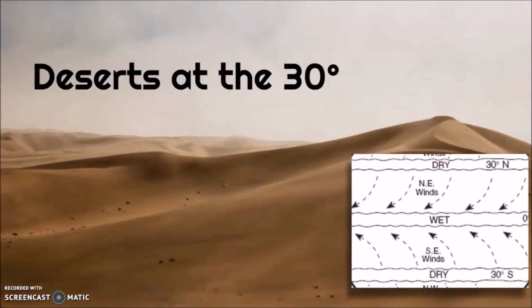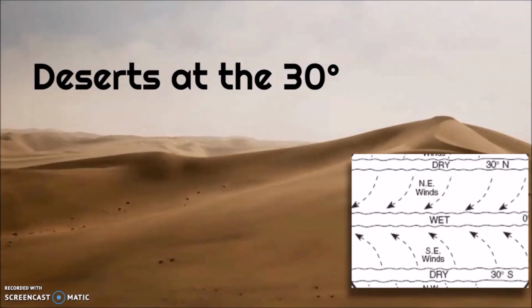Another example of common wind direction is at the 30-degree latitudes, both in the north and the south. This is where the air is going to be sinking and going back towards the equator, and because of this, air is not going to be rising and causing rain, which results in deserts.